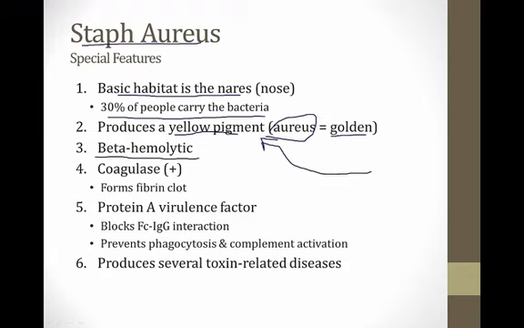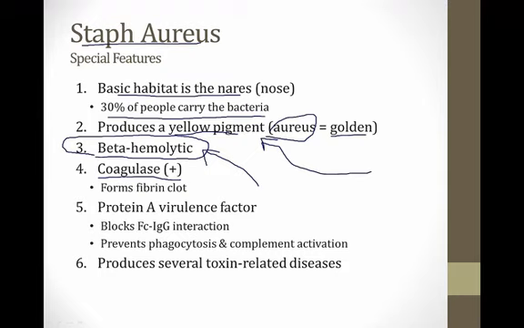Staph aureus is beta hemolytic. Now, normally we talk about hemolysis patterns for strep because we differentiate strep bacteria by whether they're alpha, beta, or gamma hemolytic. But you need to know that Staph aureus is also beta hemolytic because this often comes up on exams. Staph aureus is coagulase positive.